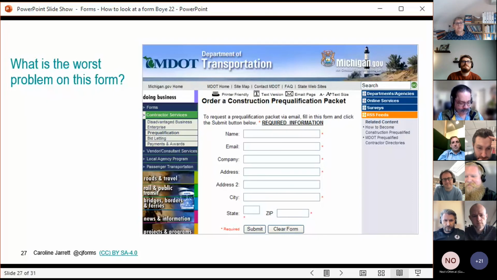The worst problem on this form is that I'm requesting a pre-qualification packet via email, but it's asking me a whole bunch of stuff about my street address. Why is it doing that? Okay. And I was like, oh, yeah, that makes much more sense. You know, the goal is a mismatch and they're asking for a bunch of information they don't need. It's work for the user to do it.